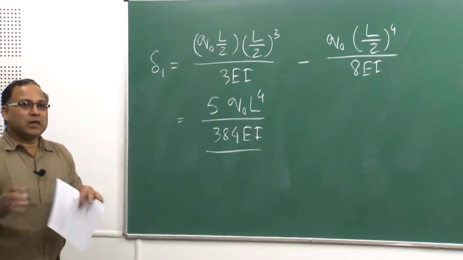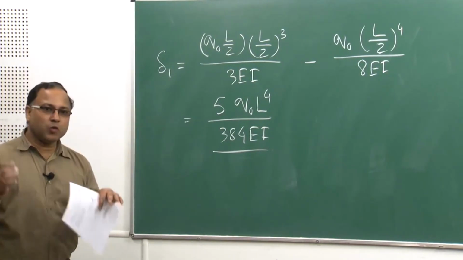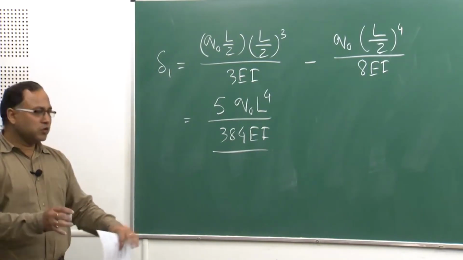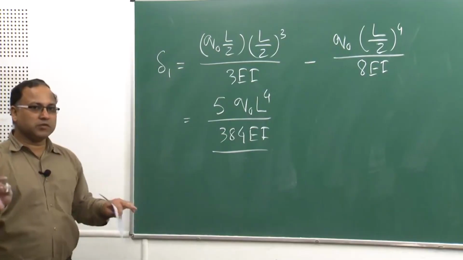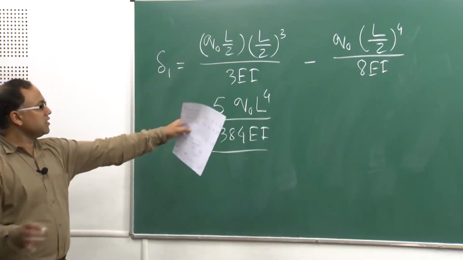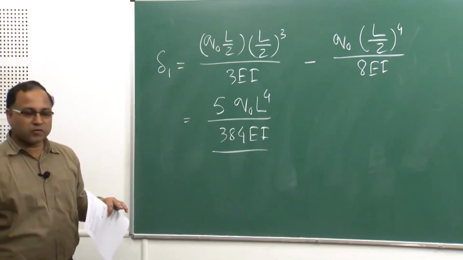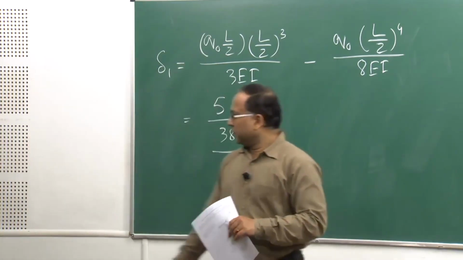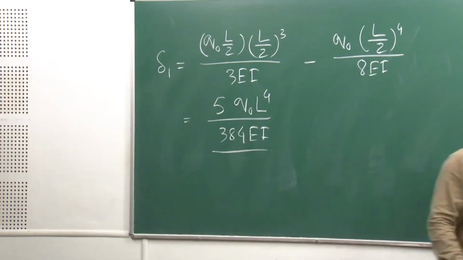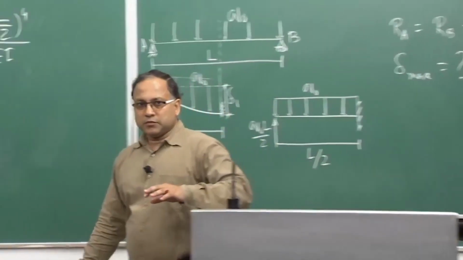Otherwise, you can use the double integration method, put proper boundary conditions and all those things, and you will find out the same value, but here you see just within a few steps you have got it. That is the intelligent way of solving this kind of problem. So, I will stop here.